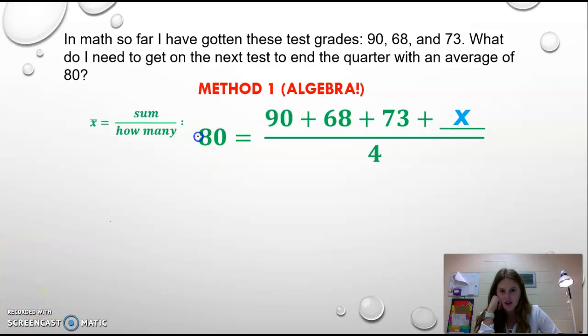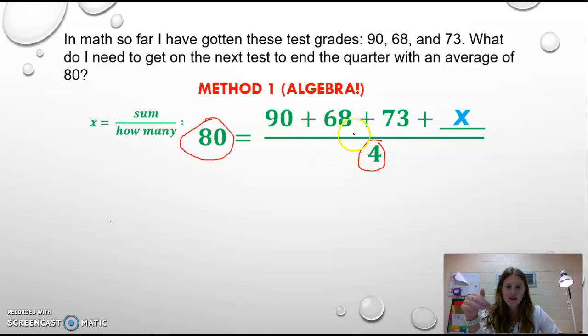Okay, so I have my average of 80 over here on the left, and now I'm going to solve this algebraically. So I want to get rid of this 4, right? And it's being divided, and so to undo a division, in algebra we learned we are going to multiply by 4. And so whatever we do on one side of the equation, we have to do on the other.